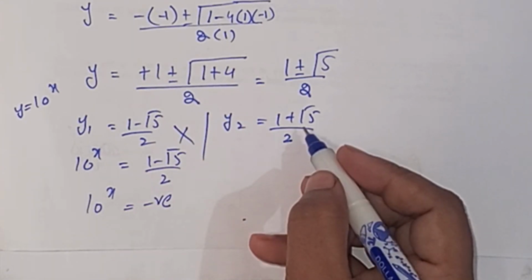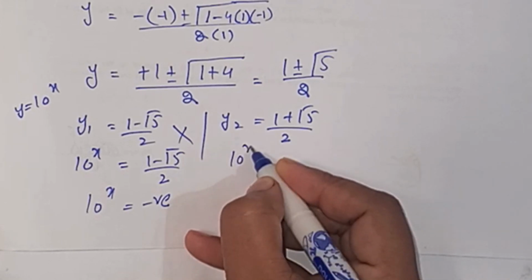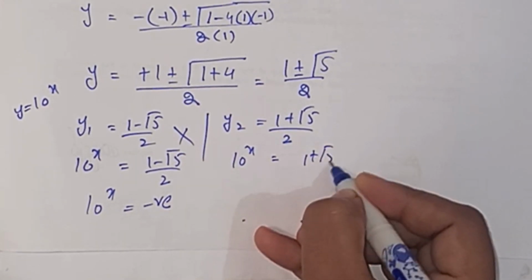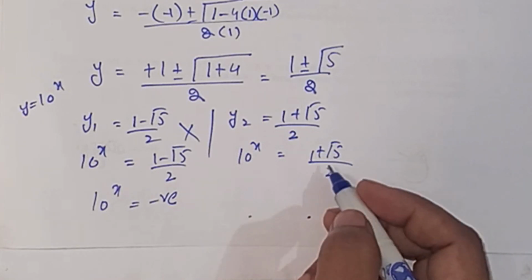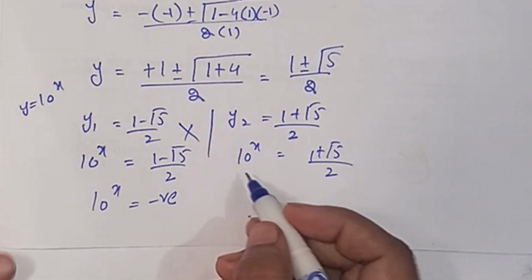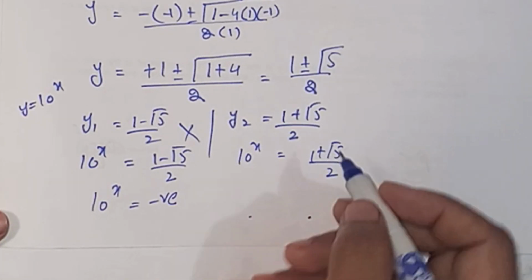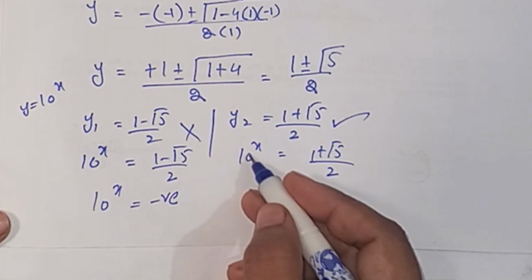Now look at this. y equals 10 raised to the power x equals 1 plus square root 5 over 2. If we solve this, we get a positive number, and the left hand side is in exponent form, so we can use this value. We just need to find the value of x.